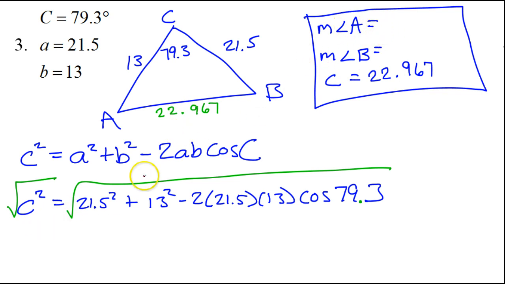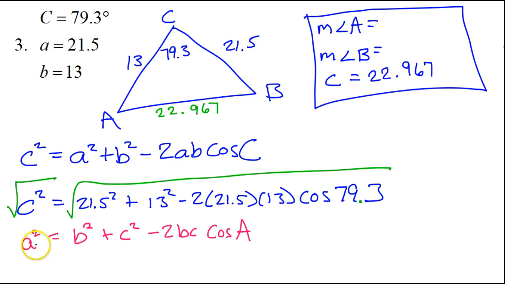Now let's go ahead and find the measure of angle A. Because I'm looking for the measure of angle A, I'm going to start off with the version of the law of cosines that starts off with A squared. So A squared is equal to B squared plus C squared minus 2BC cosine of angle A.